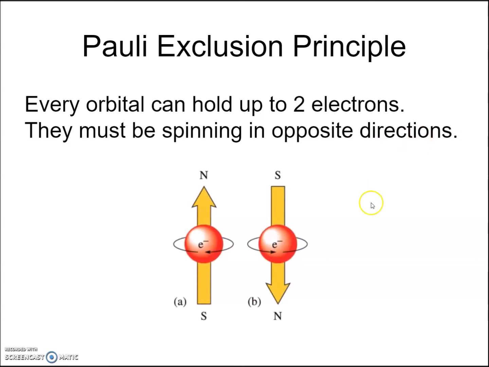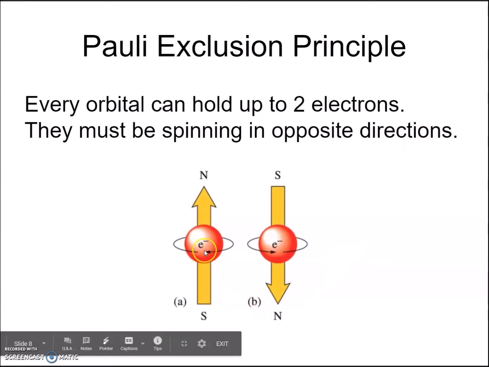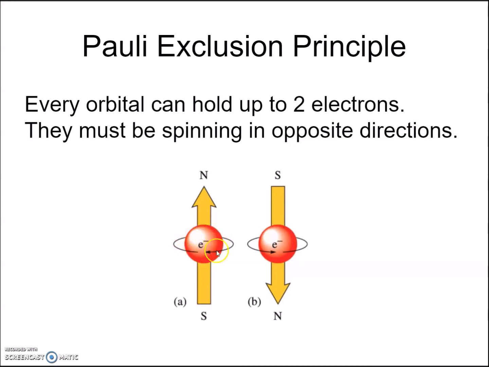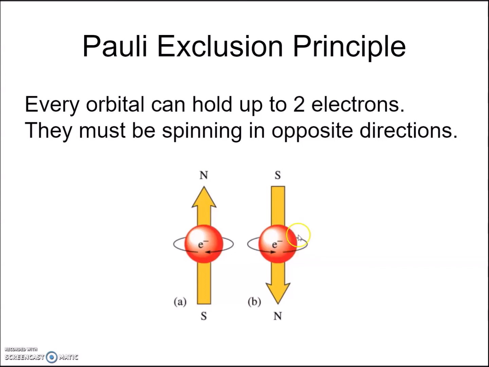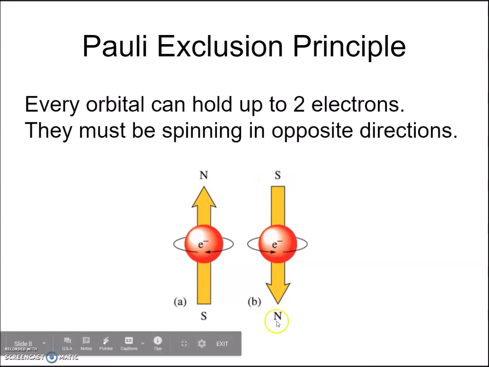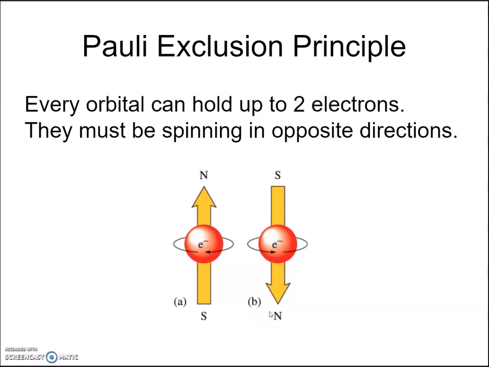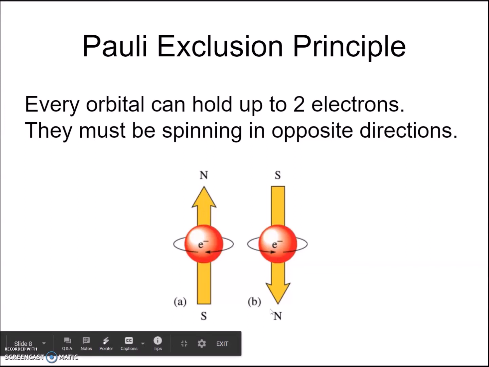Take a look at this picture. If, let's say, electron A is spinning clockwise, it generates its own magnetic field with a north pole and a south pole. But to have another electron in that same orbital, it has to be spinning counterclockwise so that the north and south poles face each other. You can't have 2 north poles face each other. For us students, if you can just remember that every orbital holds 2 electrons, we'll be fine. But I wanted to give you a little bit of background about why that's the case.